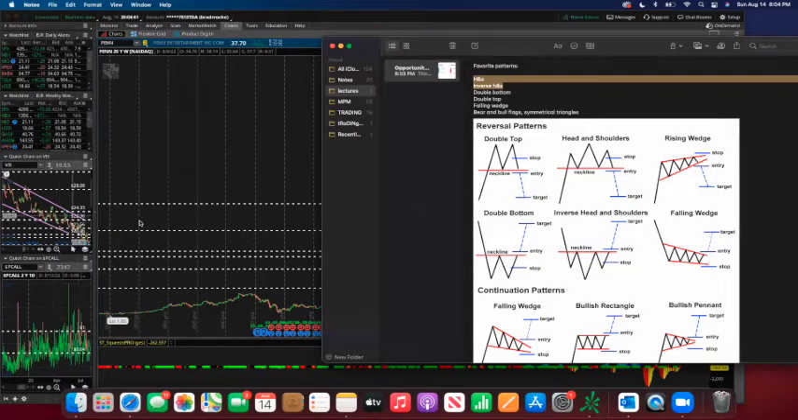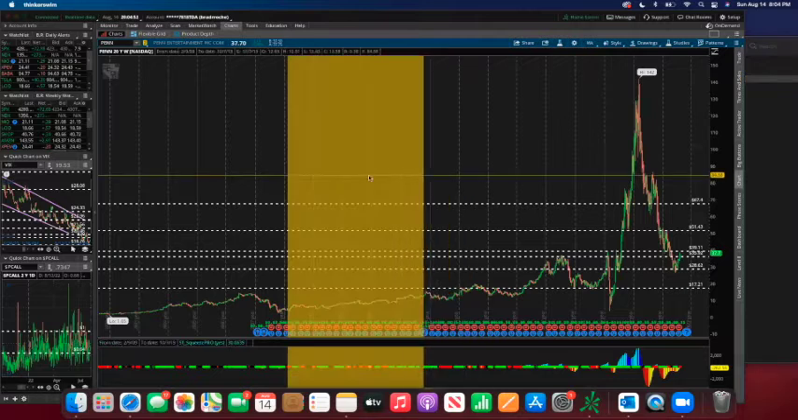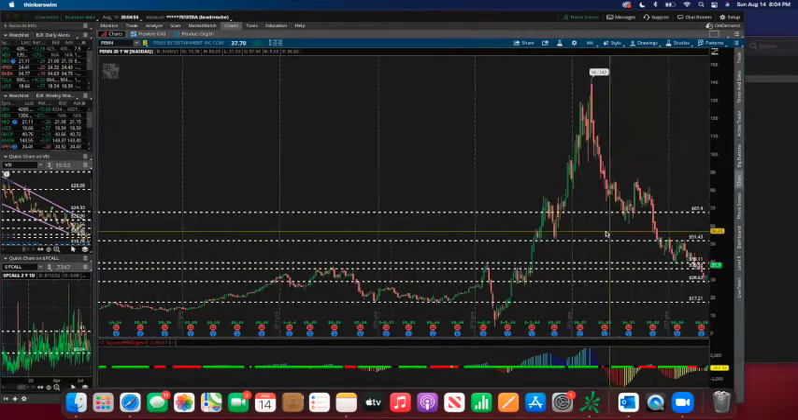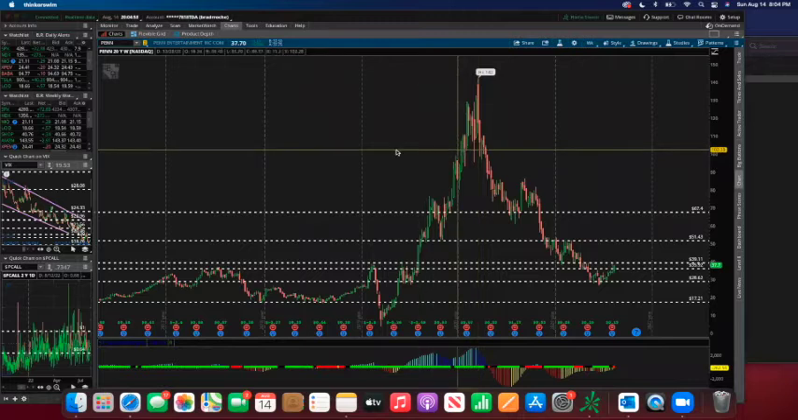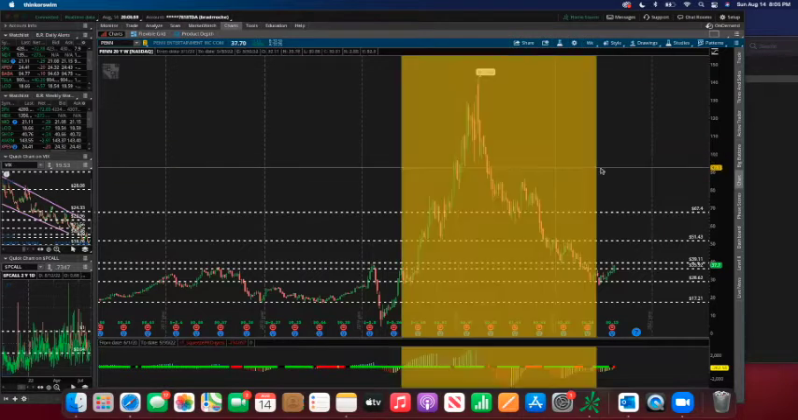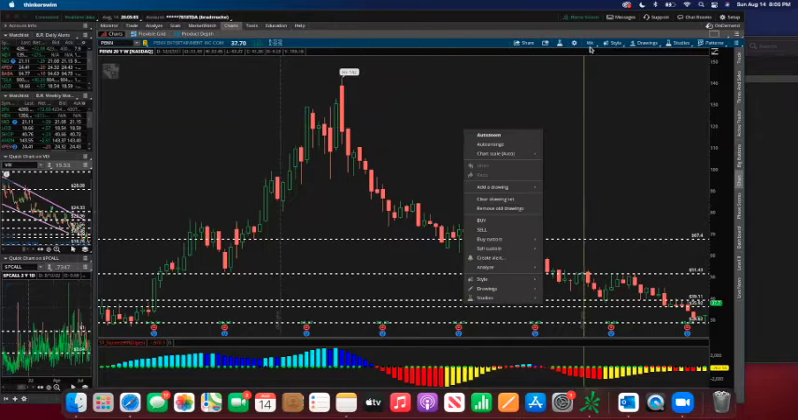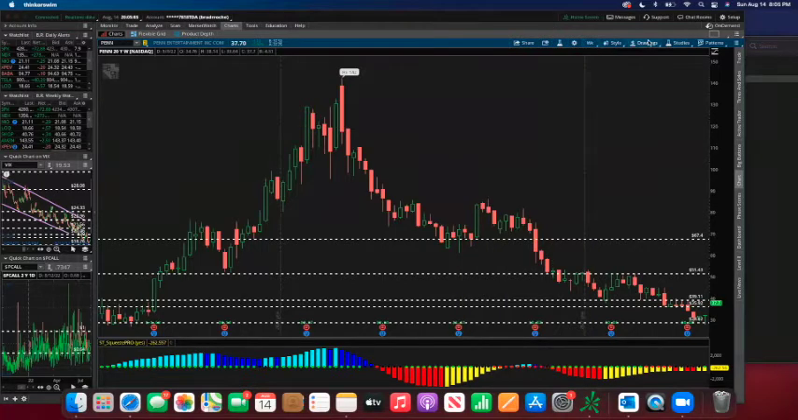One of the things I want to make sure you note is that any of these patterns we're looking at are completely invalid if you don't have levels. Say, for example, if I pull this up, this is a random stock, but okay. If you have a pattern like something like this, and let me go to my tools. Okay, so let's say you have a bear flag.